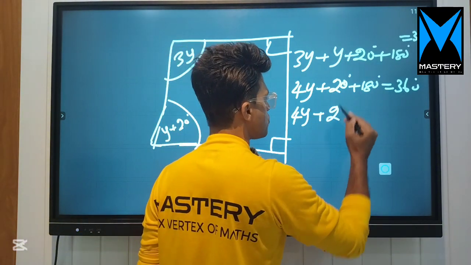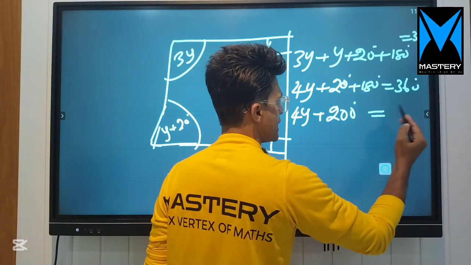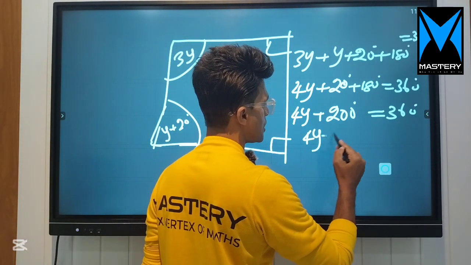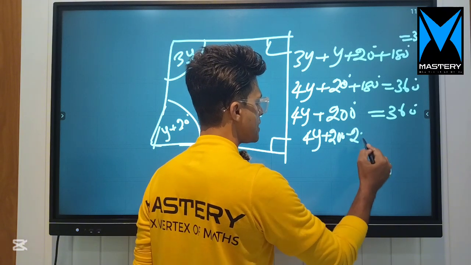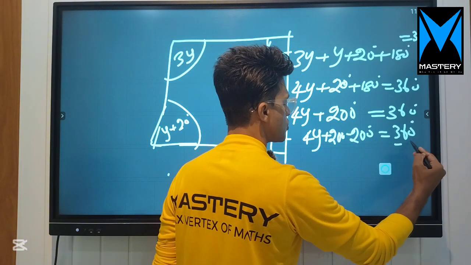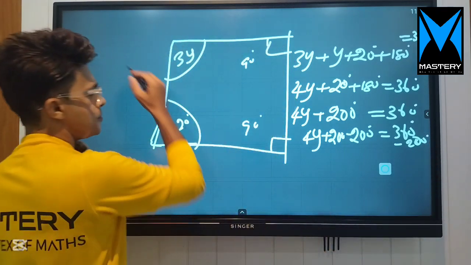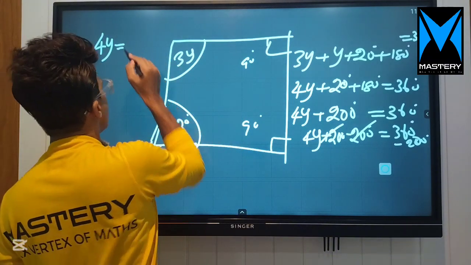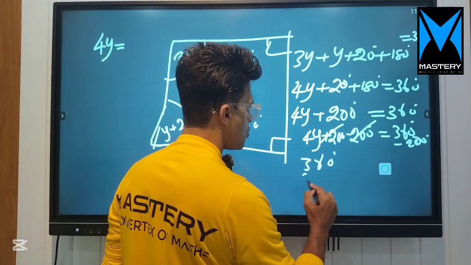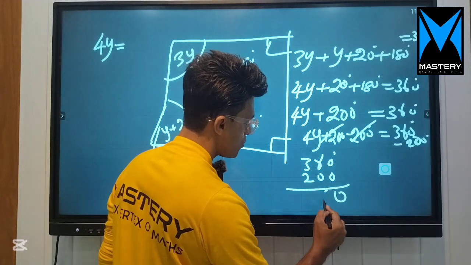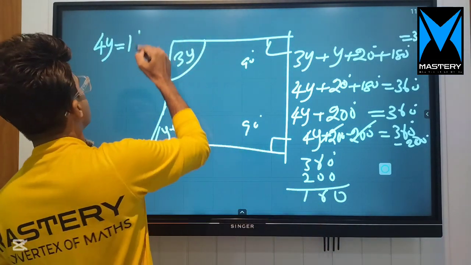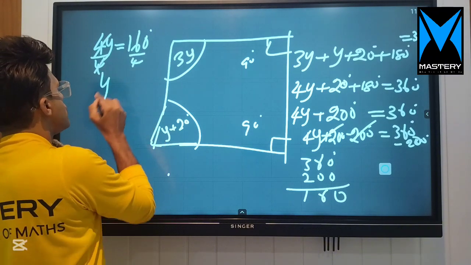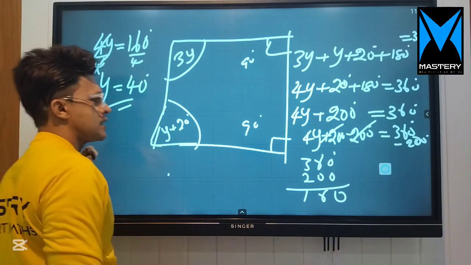20 plus 180 is 200 degrees, so 4y plus 200 equals 360 degrees. Now you are able to get the value of y here. From both sides you could subtract 200 degrees. Then simplify, plus 200 and minus 200. So 4y equals 360 minus 200 degrees. So 4y equals 160 degrees. Now you are able to divide both sides by 4. Now the value of y is 40 degrees.